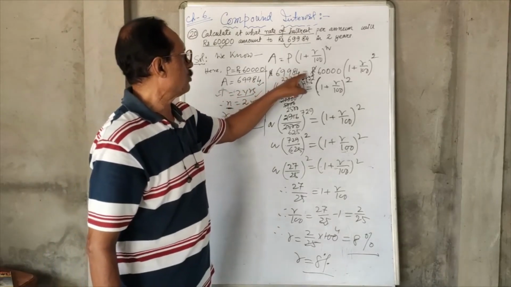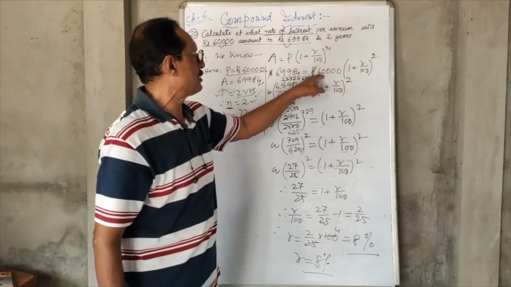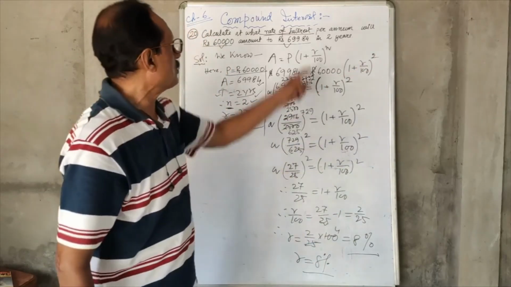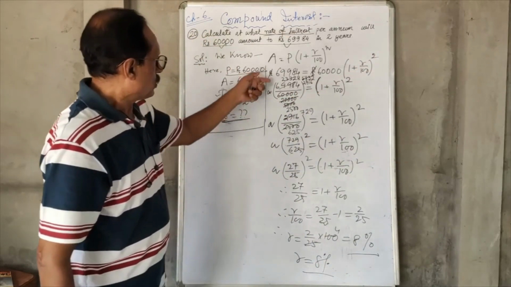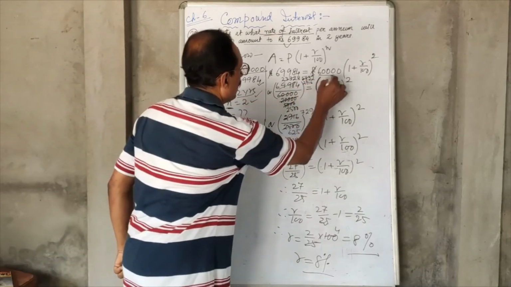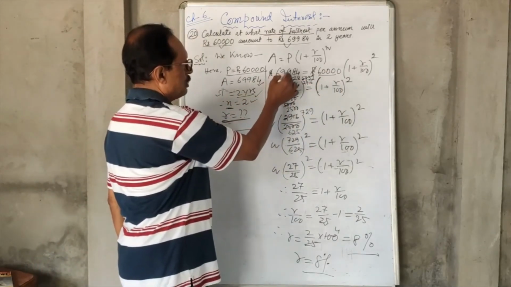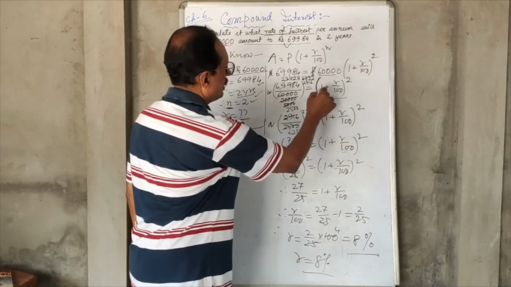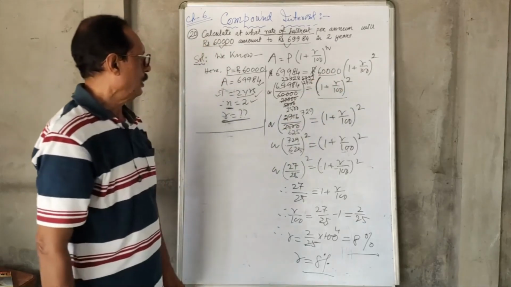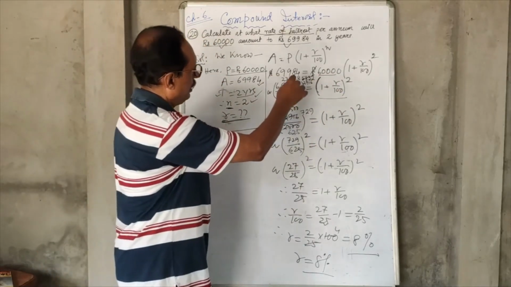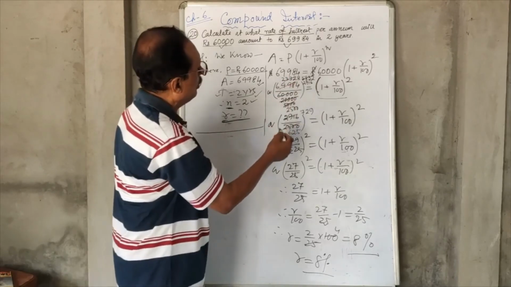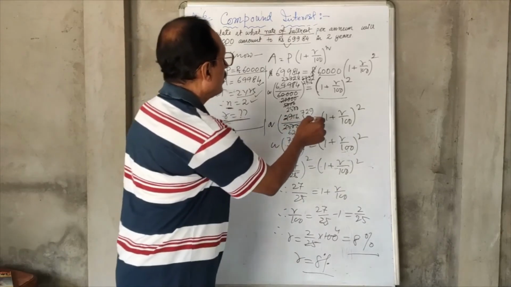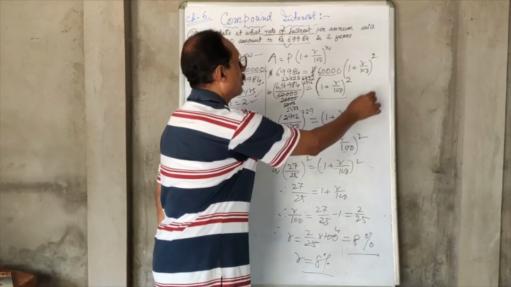69,984 rupees is equal to principal, 60,000 rupees, into (1 plus R by 100) to the power n, where n is equal to 2, because we are considering 2 years. Shifting 60,000 to the left hand side, we get 69,984 by 60,000 on the left, and on the right hand side 1 plus R by 100 to the power 2. Simplifying by dividing in different ways, we get 2916 by 2500 is equal to (1 plus R by 100) to the power 2.